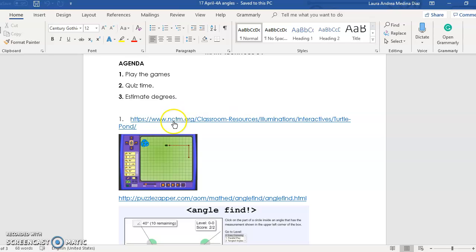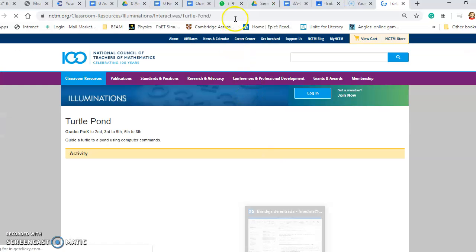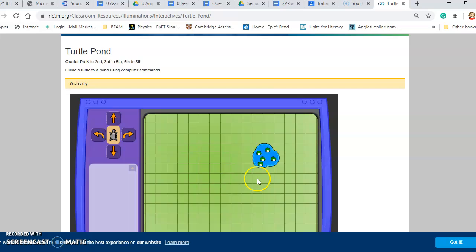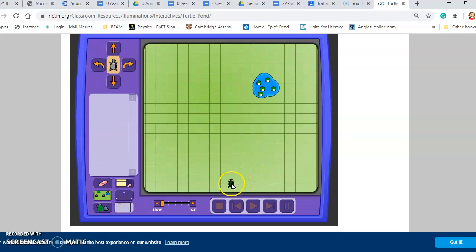type control as it says here, and then you click in the link. We're gonna wait if it's opening. In my case, it opens. It's a frog and it's a pond, and the idea is to find a way of taking the turtle to the pond, giving some sequences.